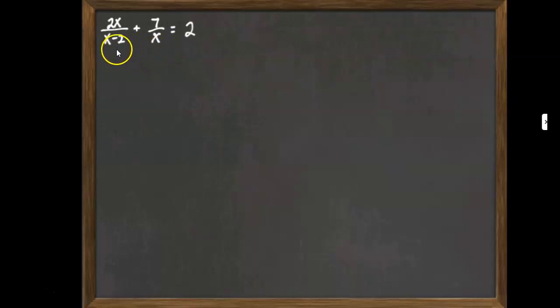Now you could, of course, alternatively go through and add fractions, right? Get everything over a single fraction and then deal with things that way. But it's usually easier to deal with these problems if we get rid of the fractions first. So the first thing we do is we figure out what the common denominator is.